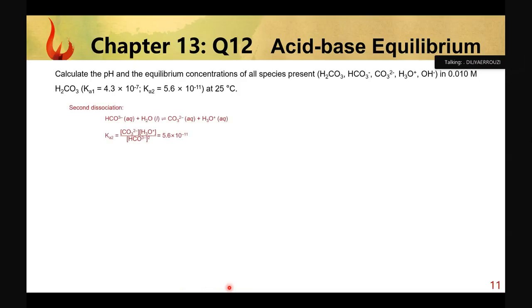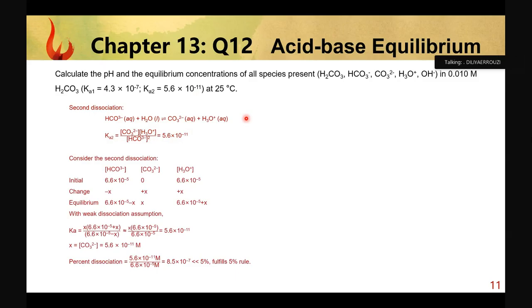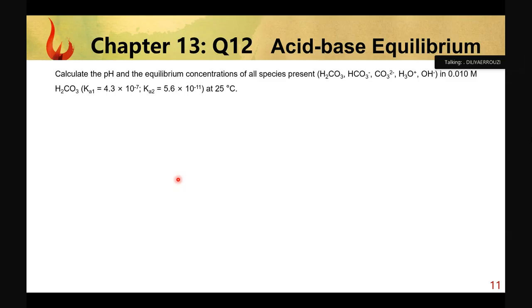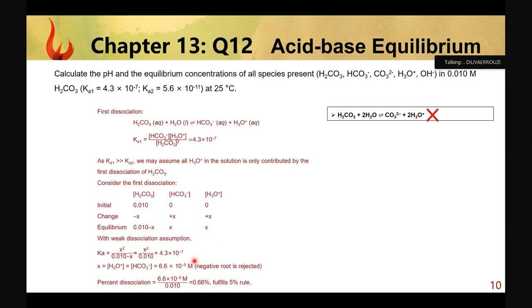So let's continue. There is the second dissociation. The HCO3 will lose one proton and become CO3. And this is a K2 equation, so we also use the ICE table. We list the initial concentration, but I need to highlight this one. When dealing with the second dissociation, the concentration of protonated water is no longer 0. It will be produced by the first dissociation, which is X.